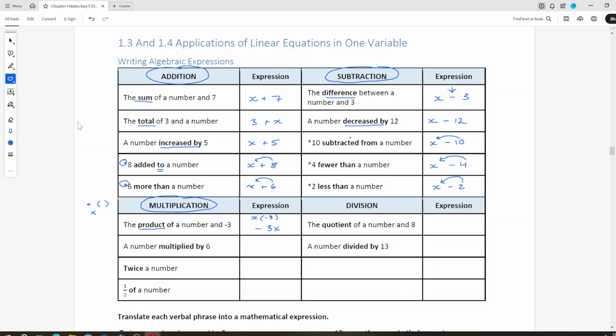The second one says a number multiplied by 6. Again, it would be a number multiplied by 6, but we're going to write it as 6x. This next one is twice a number, so it would be 2x.